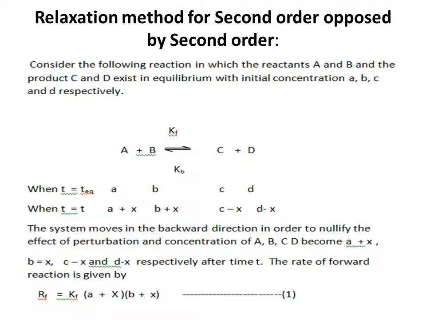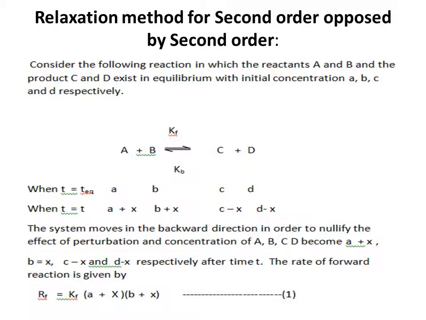The rate of forward reaction is given by Rf, that is equal to Kf into concentration of A plus X into concentration B, that is B plus X. That is, according to the law of mass action, the forward rate is equal to Kf into concentration of A, that is A plus X, and concentration of B, that is B plus X. This is equation number 1.